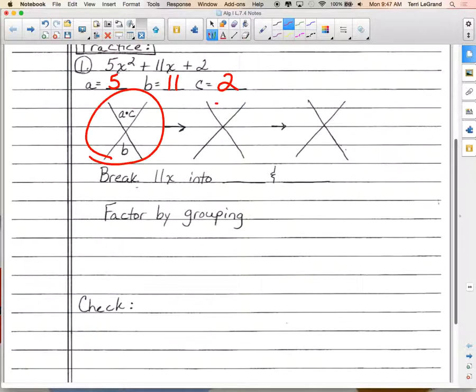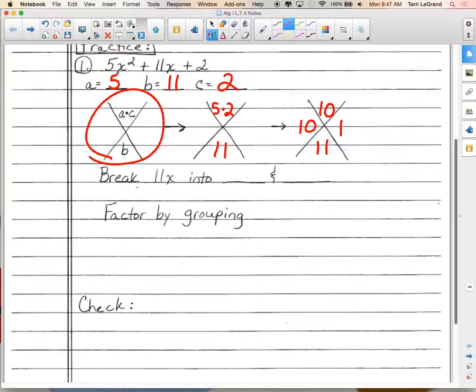So we're going to take, let's show this so that our notes are very clear, 5 times 2, and we're going to stick 11 down there. And 5 times 2 is 10. So we need 2 numbers that their product is 10, and at the same time their sum is 11. 10 and 1, right? Or 1 and 10. Does it matter which way we put it in there?